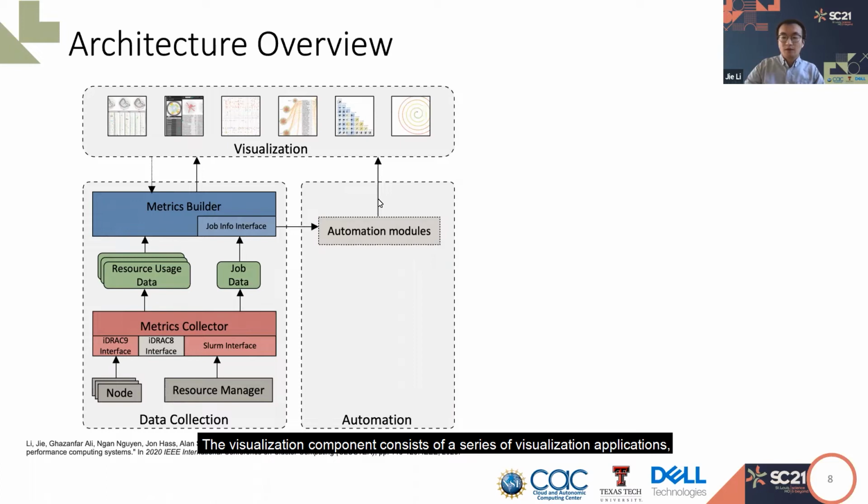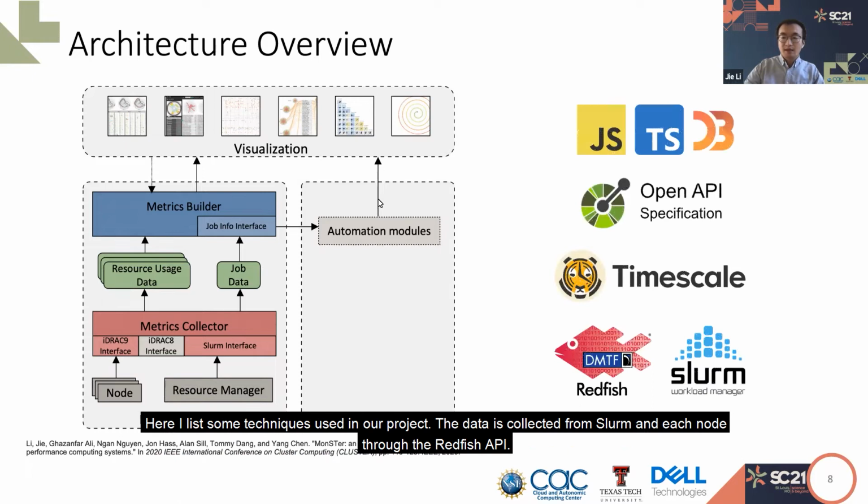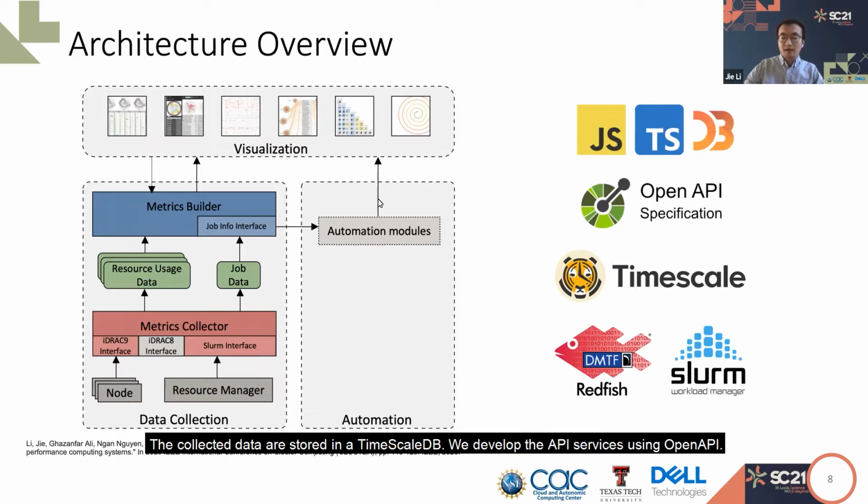The visualization component consists of a series of visualization applications providing interactive tools for system administrators and HPC users to check the system status. Here I list several techniques used in our project. The data is collected from Slurm and each node through the Redfish API. The collected data are stored in TimescaleDB. We developed the API service using OpenAPI. Visualization applications are mainly developed in JavaScript, TypeScript, and the D3 library. Now I will let the visualization team present the visualization applications in detail.